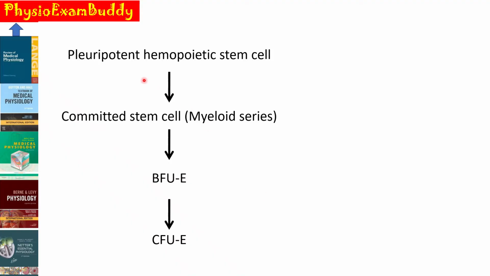Almost all blood cells, that is red blood cells, WBCs as well as platelets, originate from a pluripotent hemopoietic stem cell. From this pluripotent cell arises the committed stem cell, and committed means it is committed to produce only one series of cells. So in the case of erythropoiesis, the pluripotent hemopoietic stem cell gives rise to a committed stem cell, mainly of the myeloid series, and from there it is converted into burst forming unit erythrocyte, and from burst forming unit erythrocyte, the colony forming unit erythrocyte is formed.